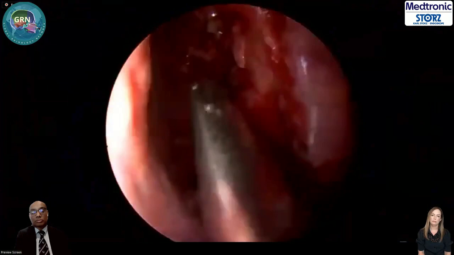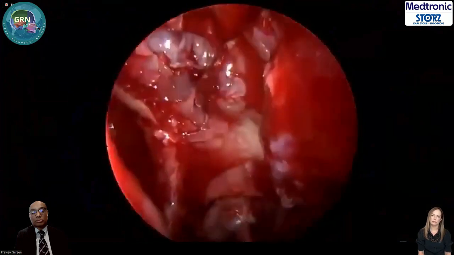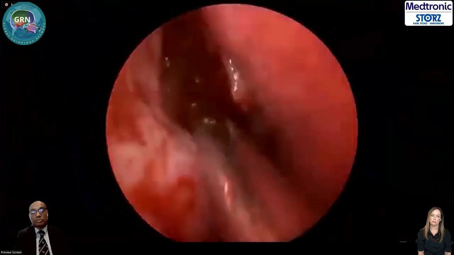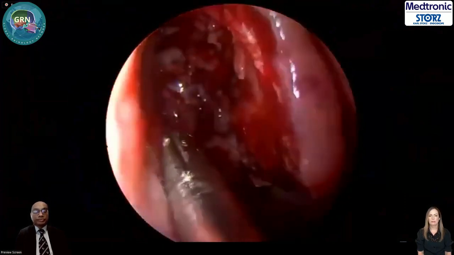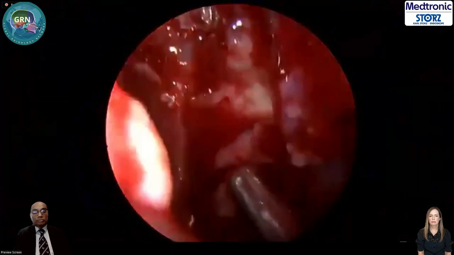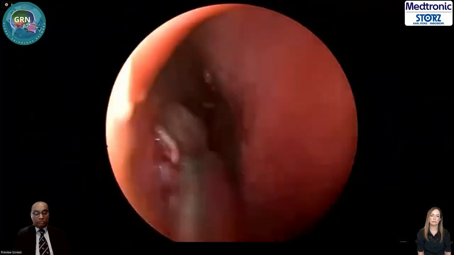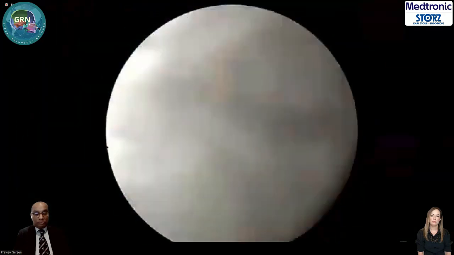So concha bullosa open, ethmoid, anterior ethmoid. The frontal sinus is clean, so we don't need any more large antrostomy to check. And now we make the suture. Take again the 45 scope.